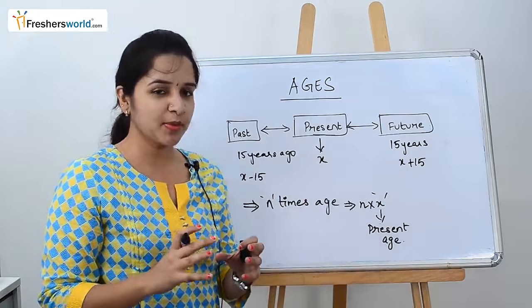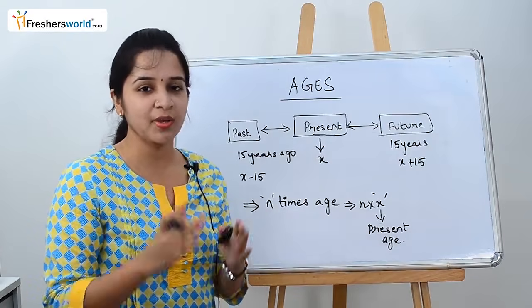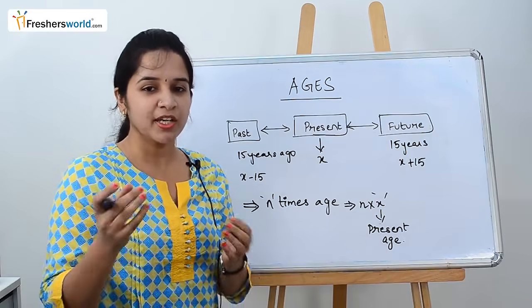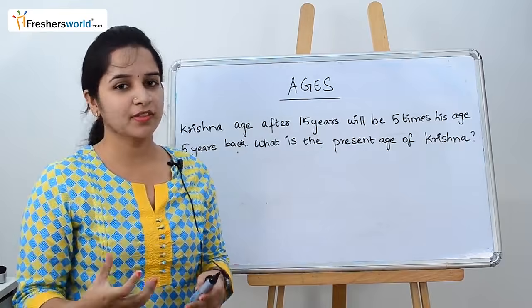So an ages problem is not about how you are going to solve the sum. It's about how well you understand the sum, how well you are segregating the sum in order to get the answer better. To understand the ages concept better, let's solve a couple of problems.